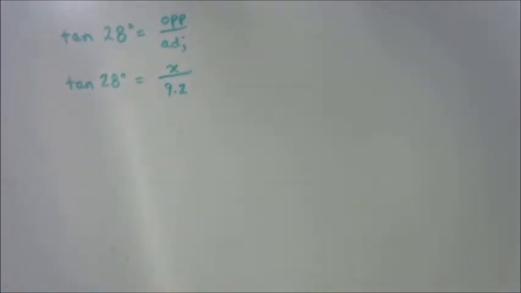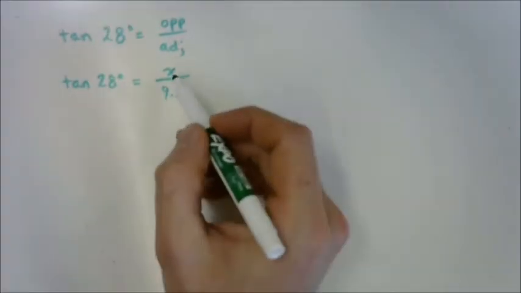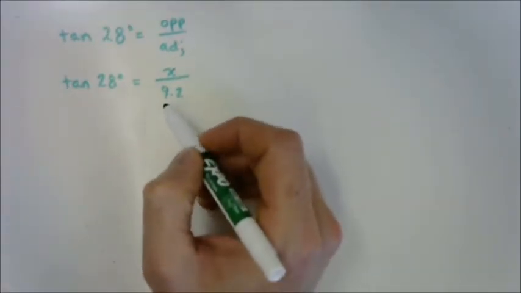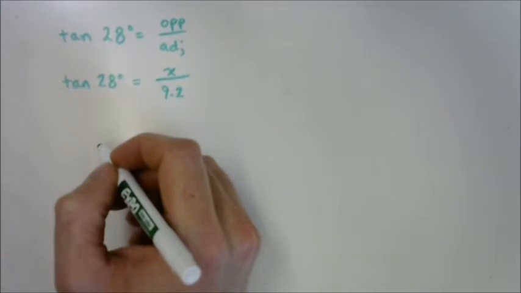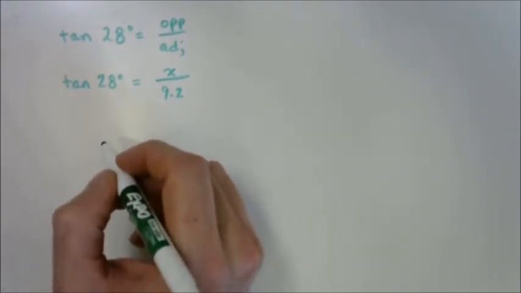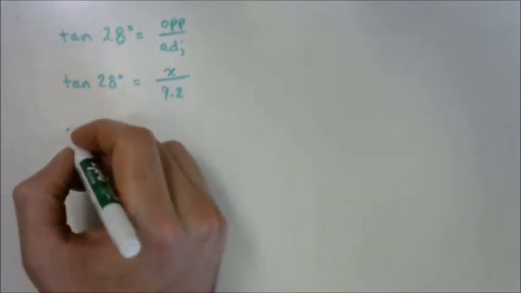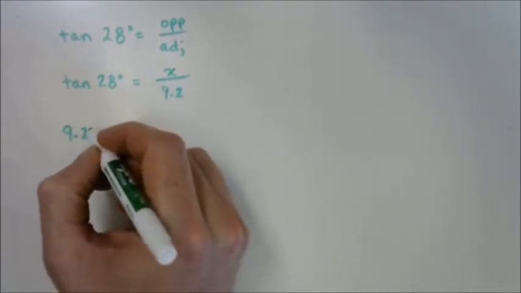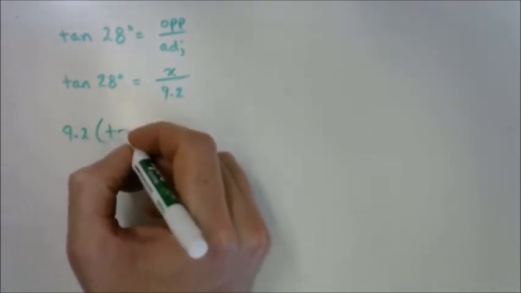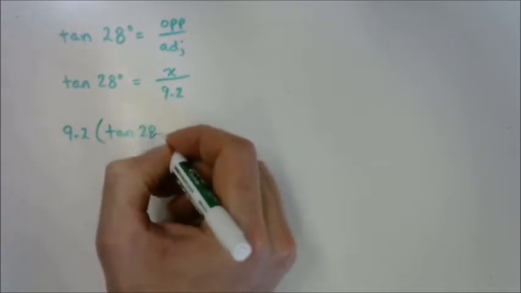Well, now I'm using my algebra skills and my ratios. How am I going to solve for x? Divide both sides by 9.2. Careful, it's already being divided by 9.2. Multiply. I need to multiply both sides by 9.2. So watch what happens. If this side gets multiplied by 9.2, I'm left with 9.2 times the tan of 28.